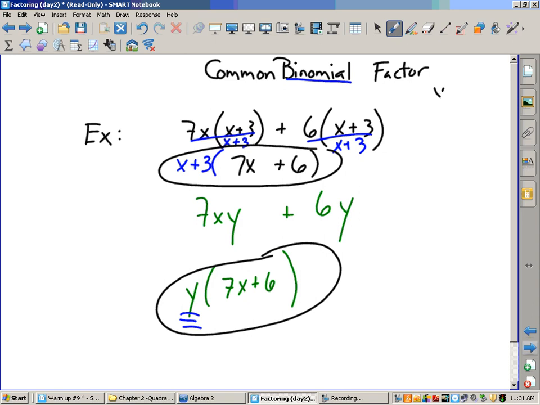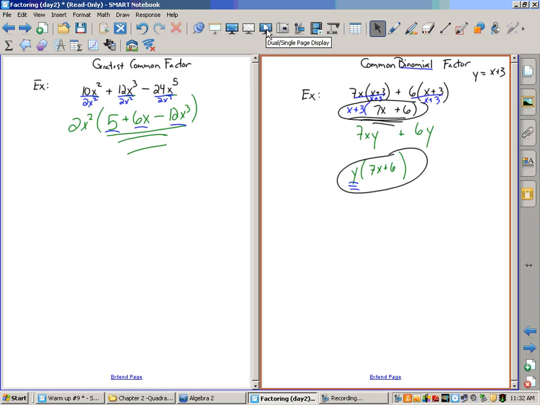Basically, what I was saying was y equals x plus 3. I basically substituted in here, instead of having x plus 3 here, I substituted a y in place of it, and then just factored it out. This is factoring out a common binomial. Same thing as we did in example number 1. I factored out a monomial, 2x squared. Here I factored out a binomial of x plus 2. Okay? Are we good to go on?